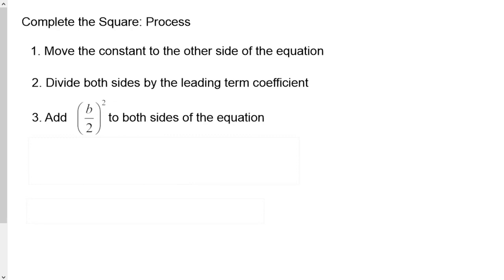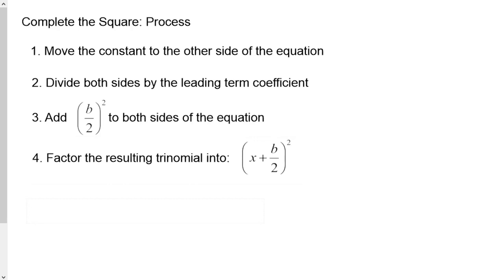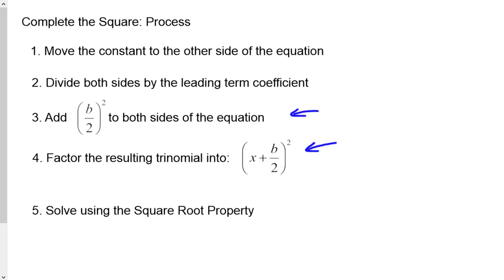You add b over 2 squared to both sides of the equation. Factor the resulting trinomial into x plus b over 2 quantity squared, and solve using the square root property. So these are generally the most important steps, and they're both very straightforward.